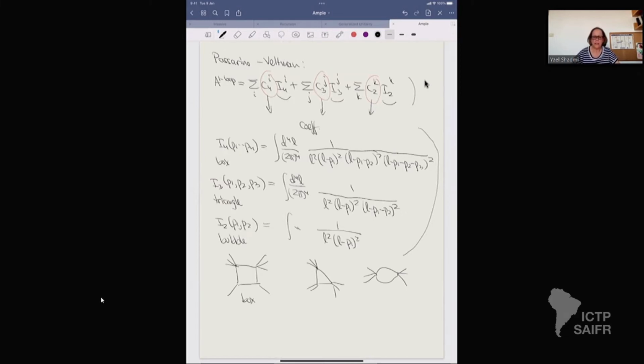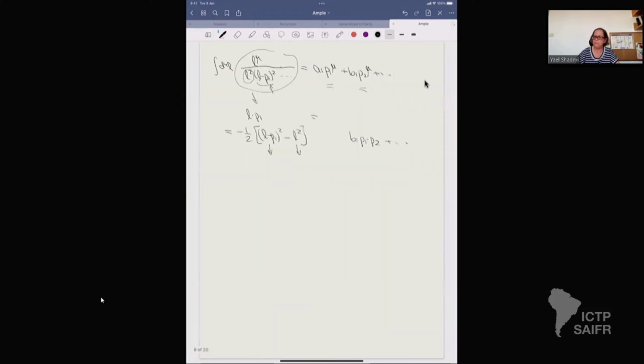Okay, now actually, this is not the full story, because you can also have over here some terms that are usually called rational terms that don't involve any loop integrals. And these are not going to be something we're able to do with what we're going to describe today.